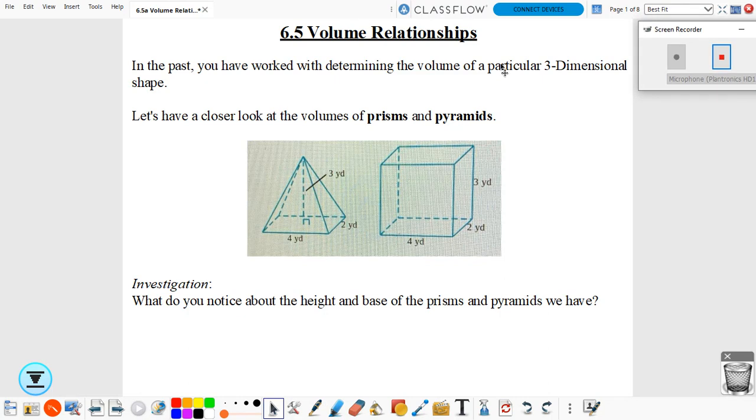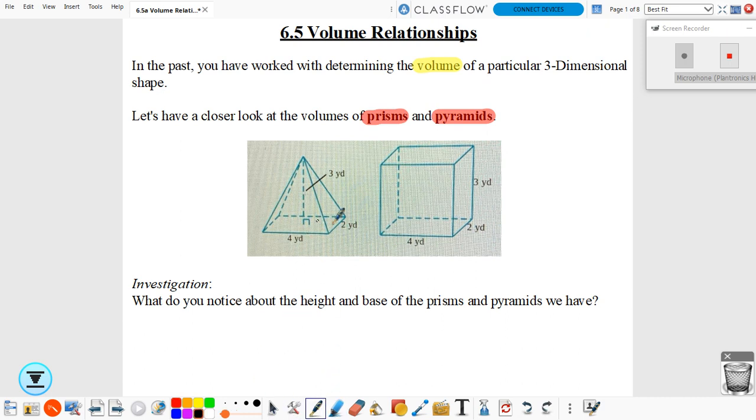Folks, today we're going to be investigating the relationships in volume between particular shapes. In the past, like grade 7, grade 8, maybe even before then, or a little after then, we've been working with determining the volume of particular three-dimensional shapes. And in today's lesson, we're going to be having a really close look at prisms and their pyramids. So I have this first example here.